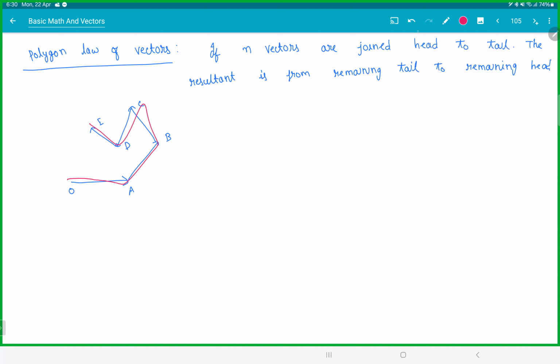If you walk like this, it feels as if you have walked from O to E directly. Always think of displacement. If you walk from O to A, then from A to B, from B to C, from C to D, and from D to E, this is as good as walking from O to E. Clear with that? All got this?